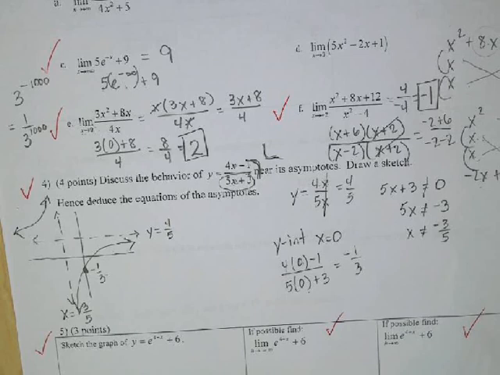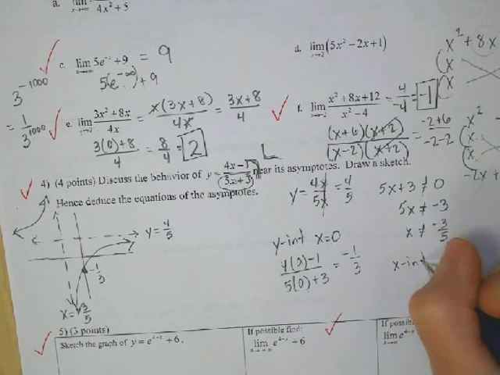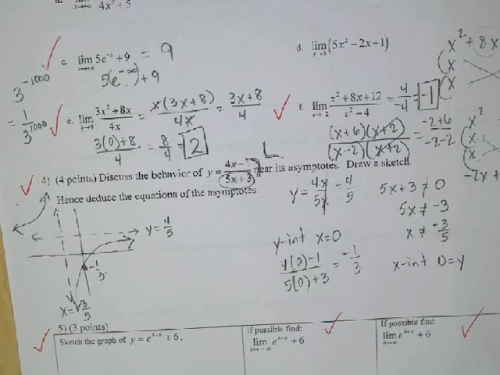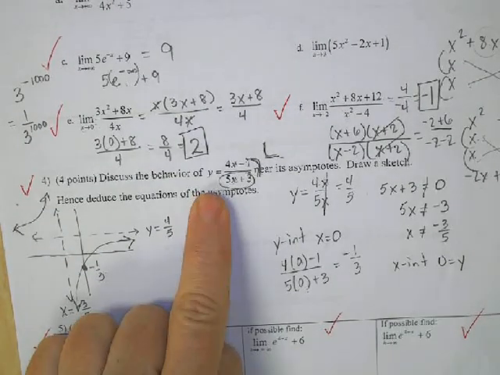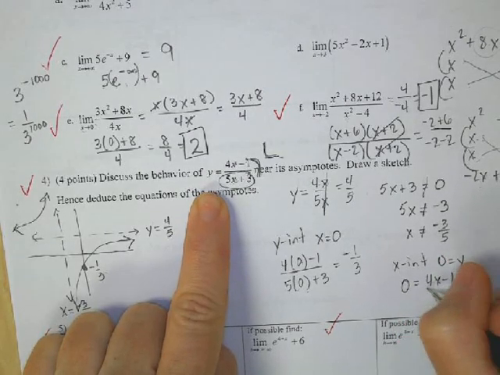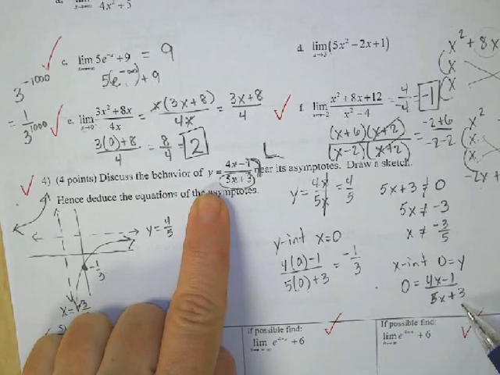We also could have found the x-intercept by changing y to 0. That would have been easy enough. Well, what the heck, let's do it. So the x-intercept is when y is equal to 0. Why did I write that backwards? I don't know. So taking my equation, 0 equals 4x minus 1 over 5x plus 3.